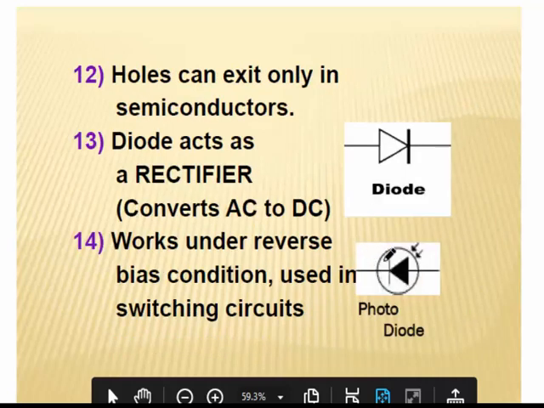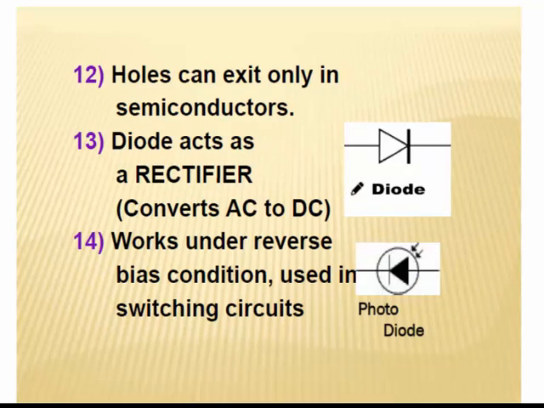So next point, holes can exist only in semiconductors. As you know, conductors have only free electrons. Semiconductors have both holes and electrons. Okay. Next is diode. Diode means what?